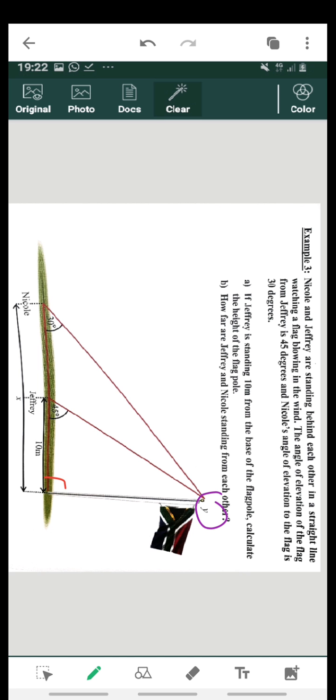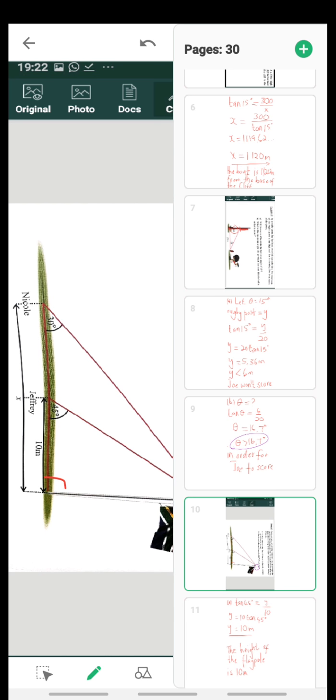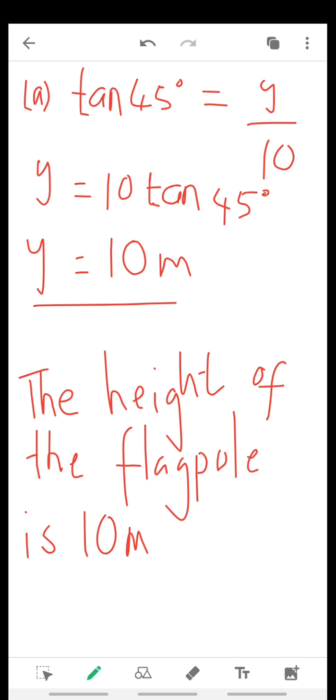Looking at Jeffrey, the distance between Jeffrey and the flagpole is 10 meters. So, how does the angle of elevation of Jeffrey, which is 45 degrees, relate to the sides of the small right angle triangle? 45 degrees is opposite the flagpole, which is Y, and is adjacent to the distance between them, which is 10 meters. What is that? That is tan 45 degrees. So tan 45 degrees equals Y all over 10, and then we cross multiply. Therefore, Y equals 10.